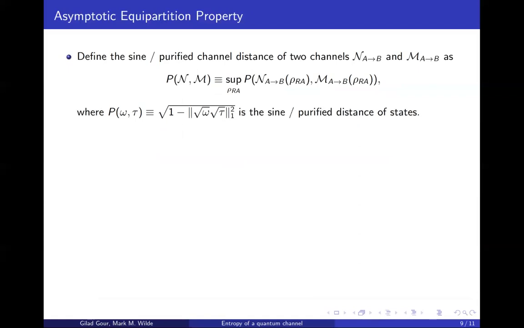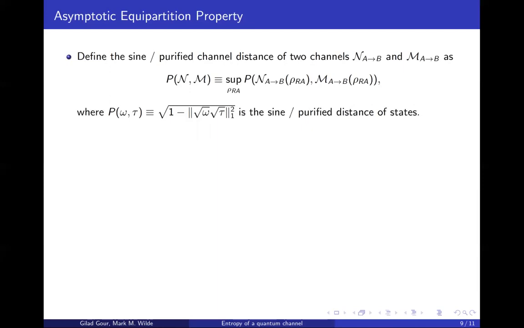Okay, so there's another property of interest for this quantity, and that's an asymptotic equipartition property. To talk about this, we should think about a metric on channels, which allows for comparing them and has an interpretation in terms of distinguishability. One such common metric is the diamond distance between channels.